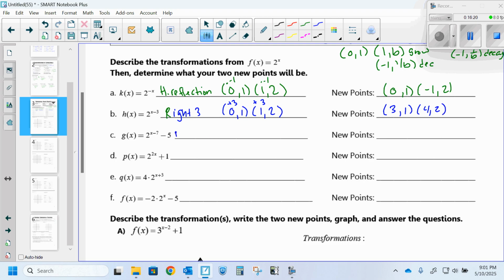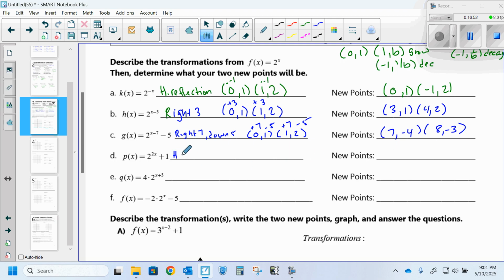Here, this is right 7, down 5, so both. Right 7 affects the x values. When you're going right, you're going to be adding 7 to the x coordinates, and down 5, you're going to be subtracting 5 from the y coordinates. So (7, -4), (8, -3).